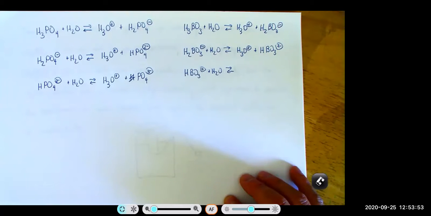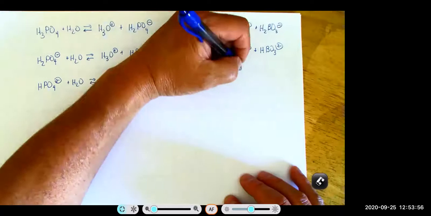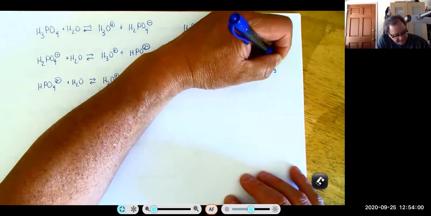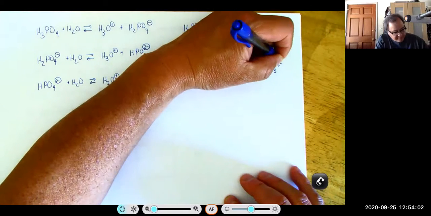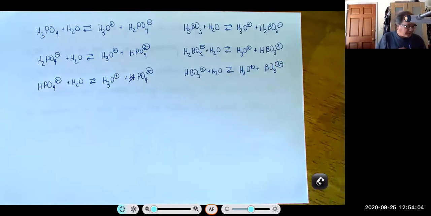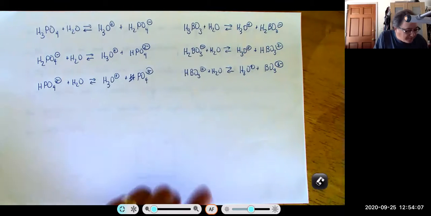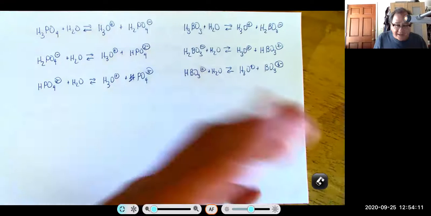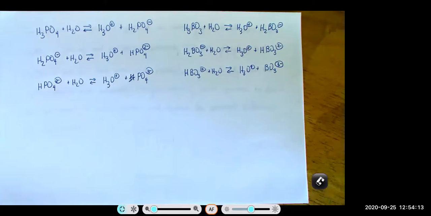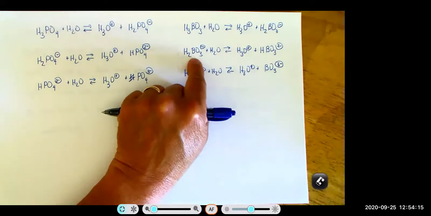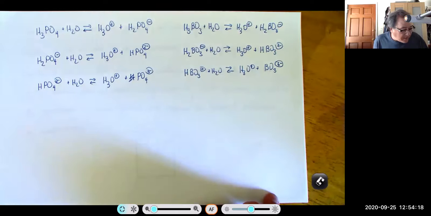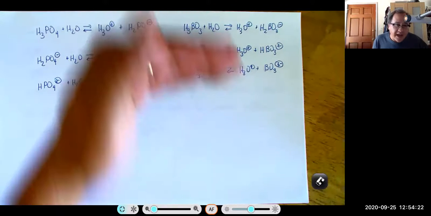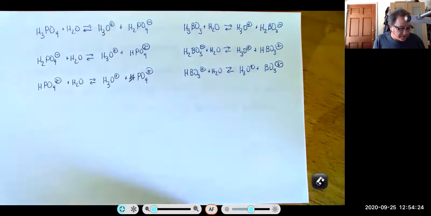Is it just H3O+ and BO3 3-? Yes. Okay, good job. Now, can you see that with every next reaction, you're creating more ions? Here we only have 1 ion, and here we have 2. Every successive reaction produces more ions. Are you with me there?